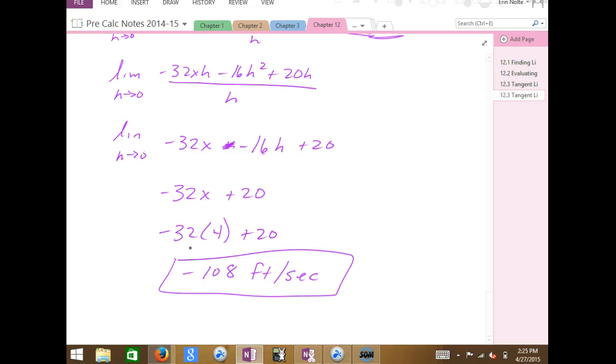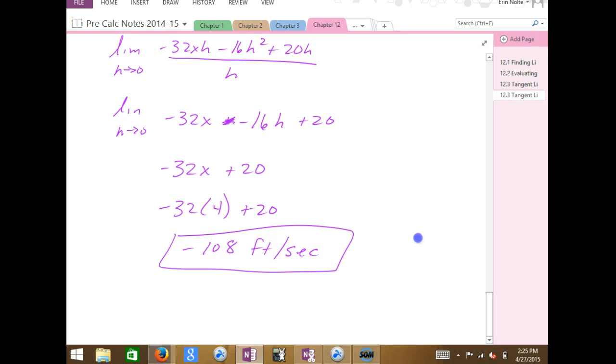Why is it negative? Because it's coming down. But don't you throw it up? Yeah. So if I had a positive velocity, it would be going up. If I have a negative velocity, it goes down. So that's in reference to your positive and negativity. It's kind of cool, right?